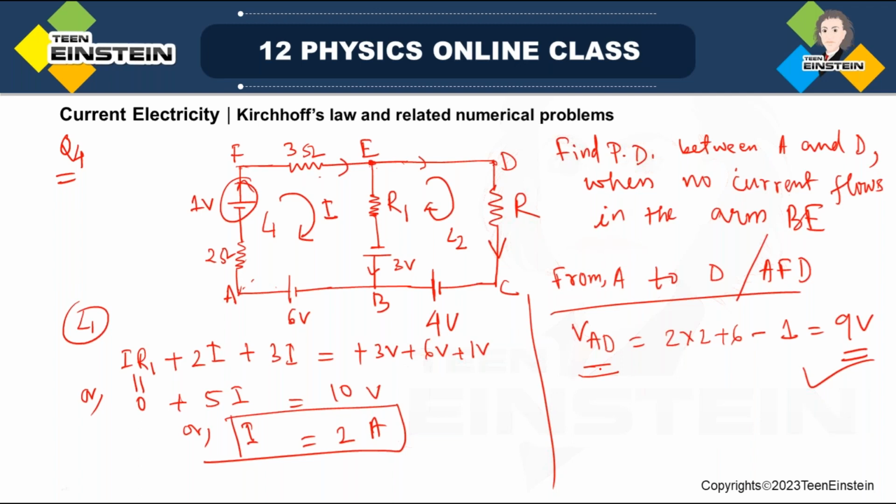So we'll stop it here for today. Next day we'll take up the instrument parts of this, like meter bridge, Wheatstone bridge, potentiometer, etc. We will take these in the next class.